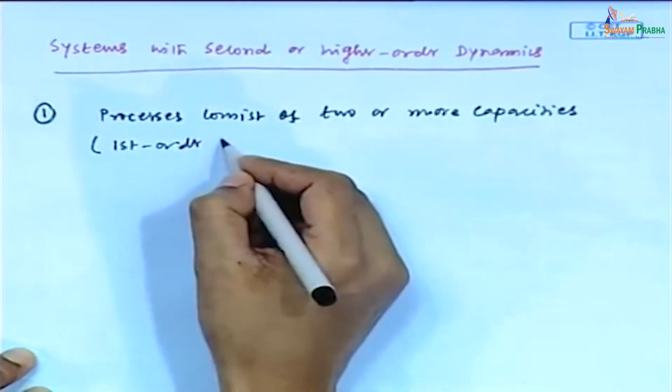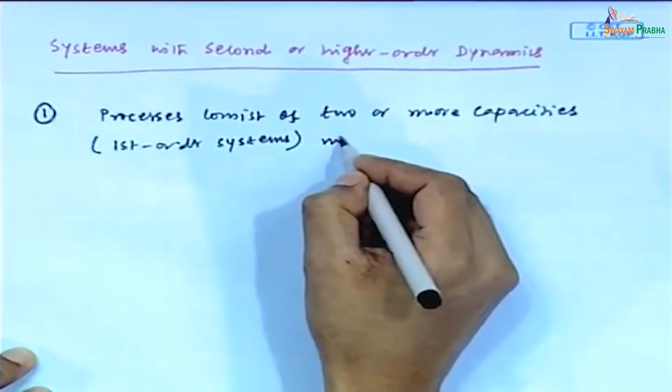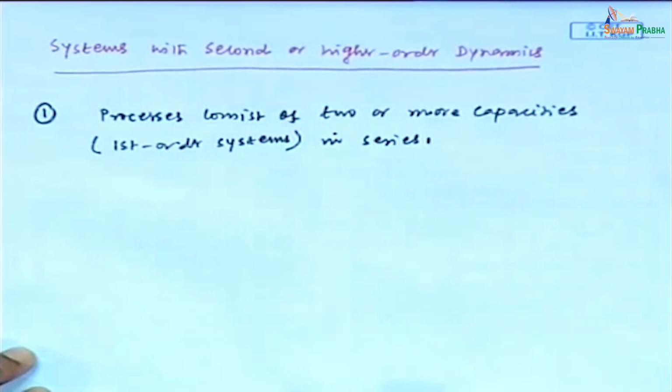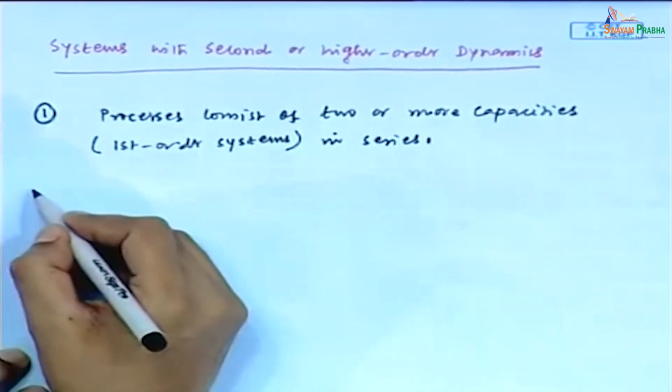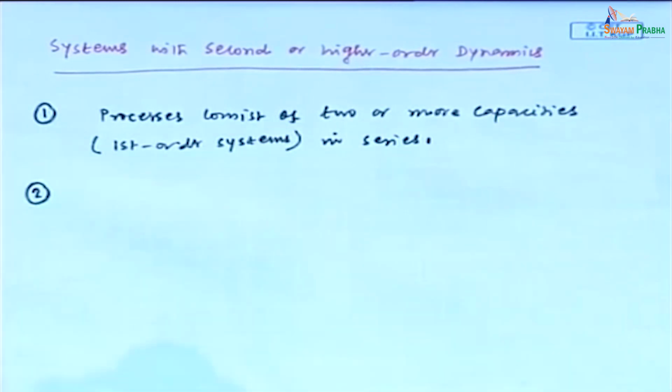And they are first order systems in series. Fine. If a process incorporates a controller, then also we can obtain higher order dynamics.